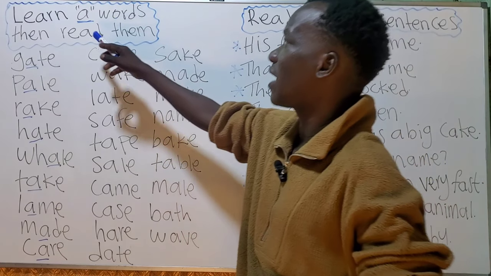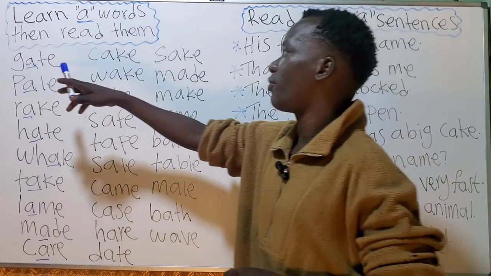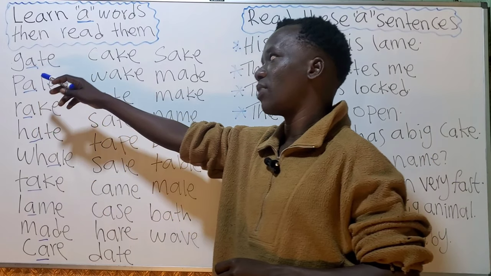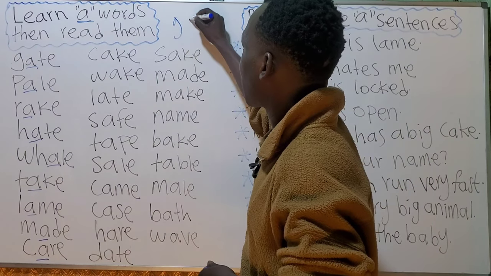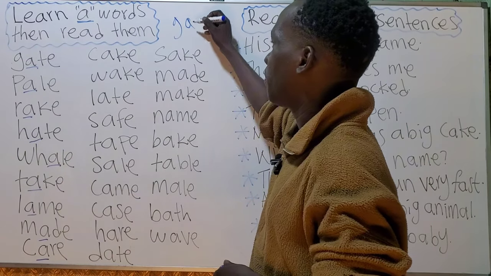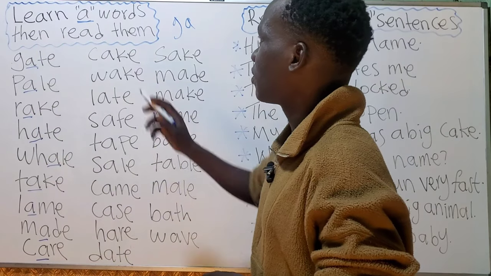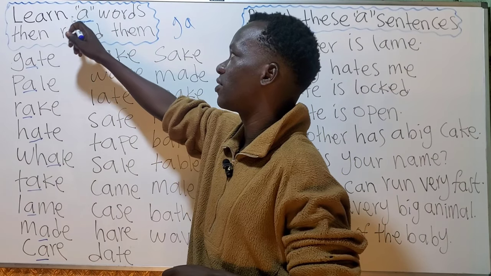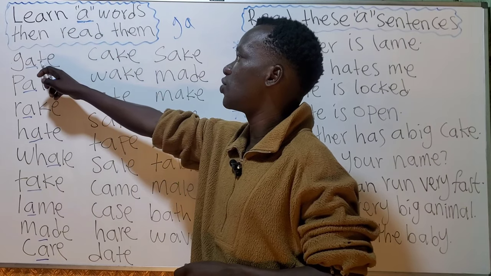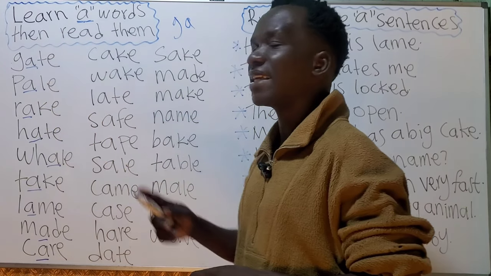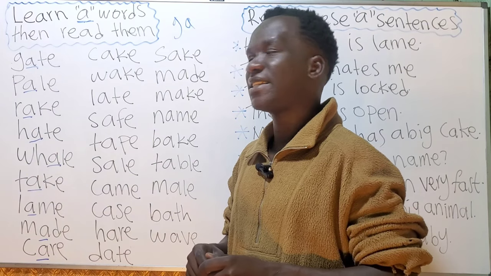Now, this is not A. We are going to say A. So we cannot read this one "gat", because in sound this can be "ga". But when reading, we say gate, because this is A, not A. So we shall say gate, not ga, gate.